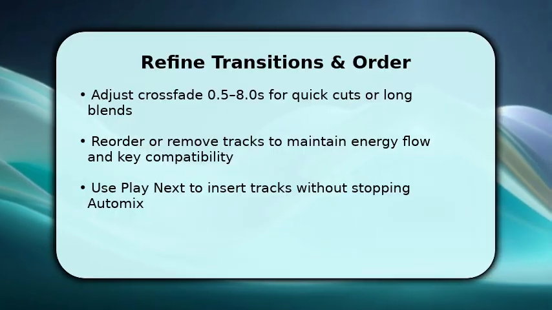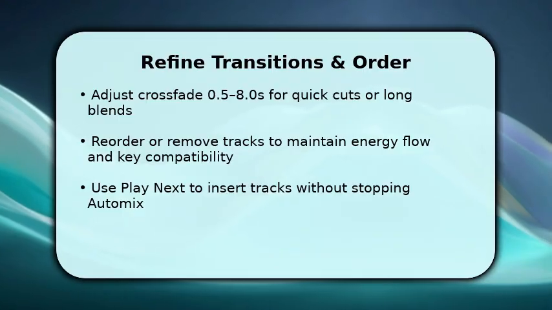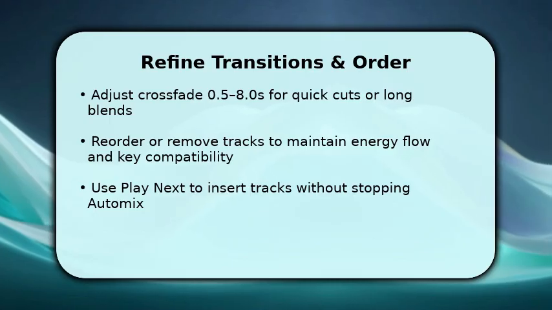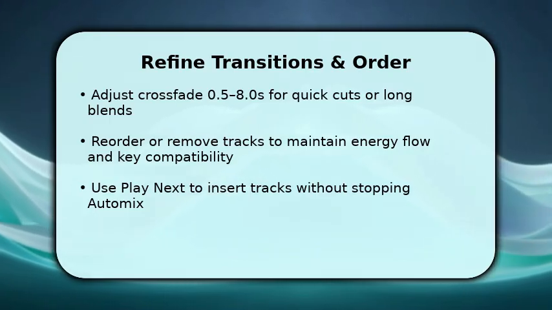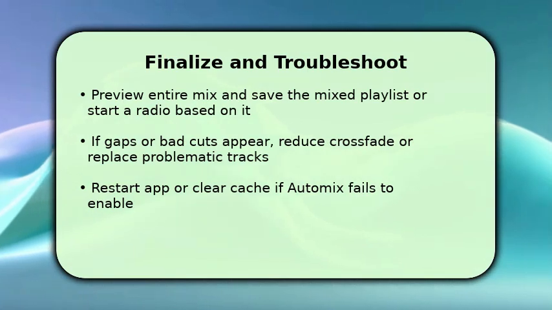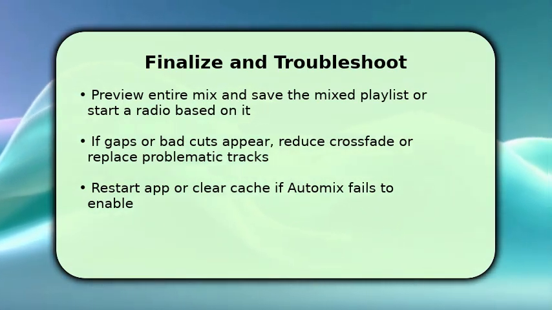If a song feels out of place, remove it or use play next to cue a better fit without interrupting the mix. Once done, listen through a full cycle and tweak crossfade, in order to preserve energy and harmonic coherence. Finish by previewing the full Automix, and if satisfied, save the mixed playlist or start a radio based on it.